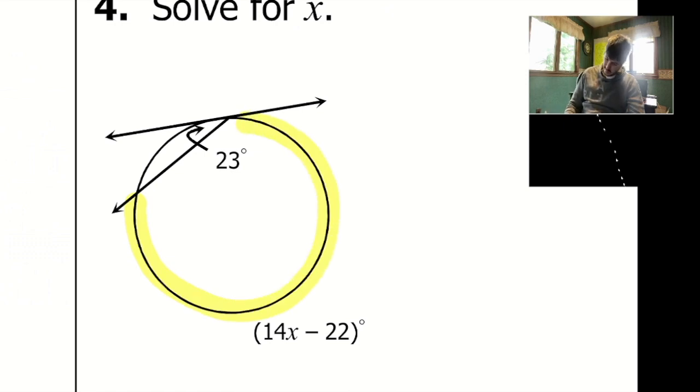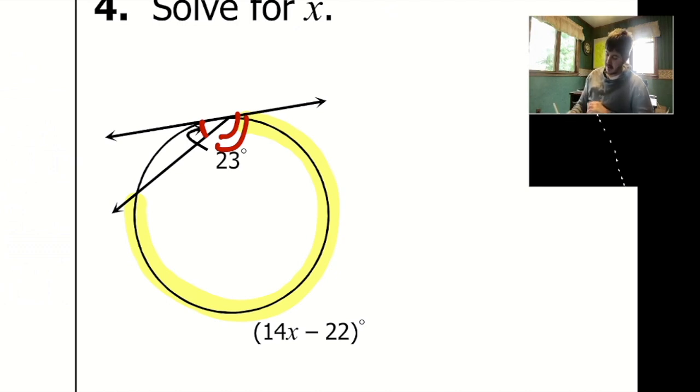14x minus 22. But look at the angle they gave you. They said this angle was 23 degrees. That's not the angle that we really, really want. It's the angle that's directly next to it. So you have two options here. You could figure out the corresponding arc and double it. And then you could figure out the big arc by subtracting from 360. Or you could figure out the angle directly next to it from its linear pair. And I think we have more experience doing that, so we'll just do that.